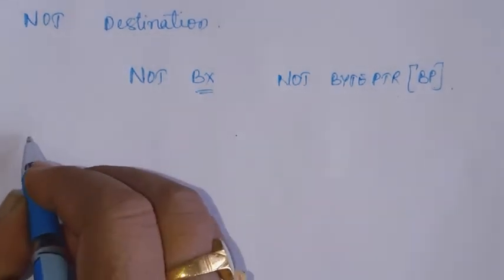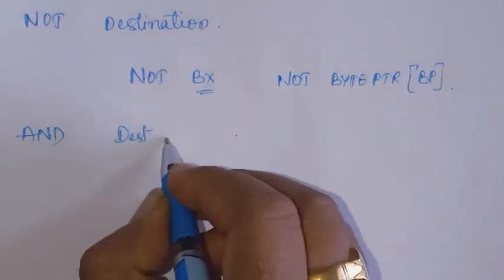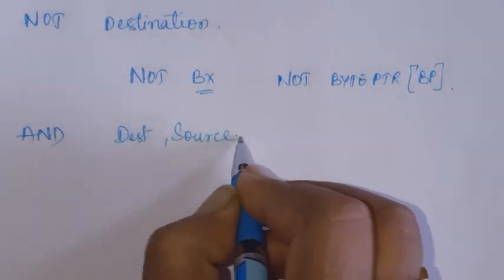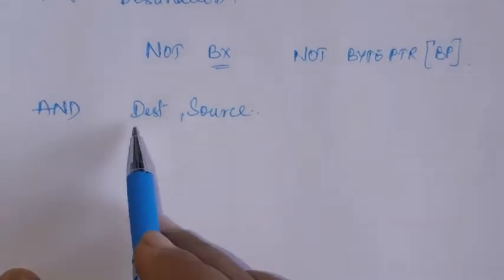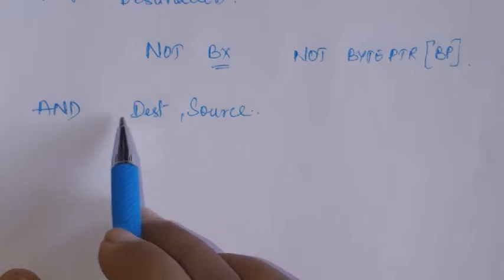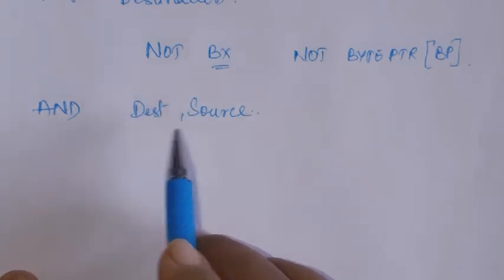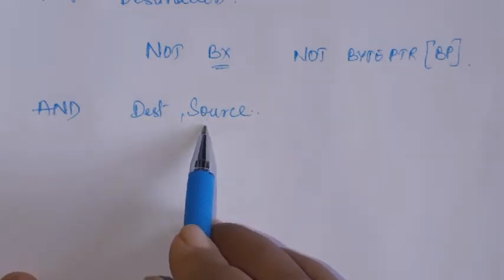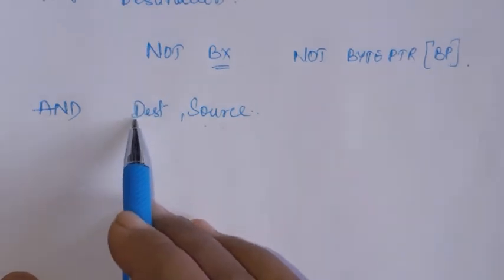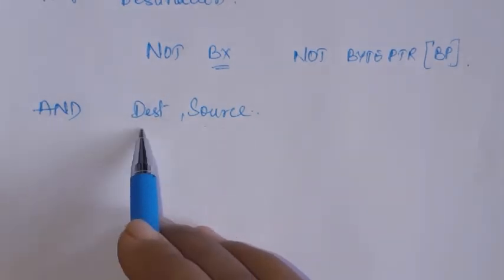Then we have AND destination, source. Here two operands are there, destination and source. Each bit of the destination is ANDed with the bit of the source, and the result will be placed in the destination. The source contents will remain the same, but the result will be placed in the destination.